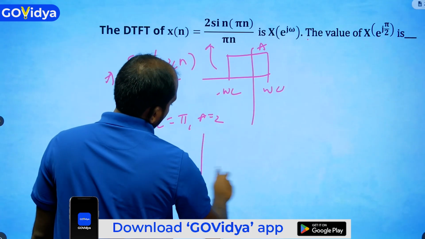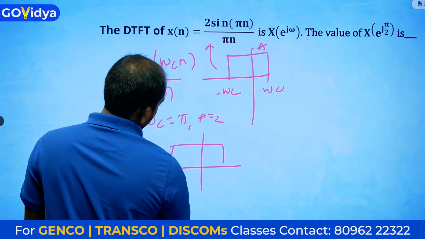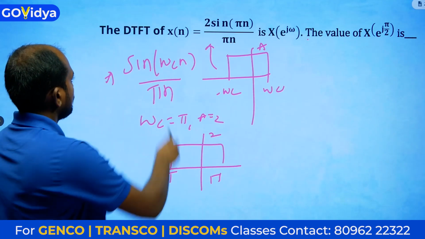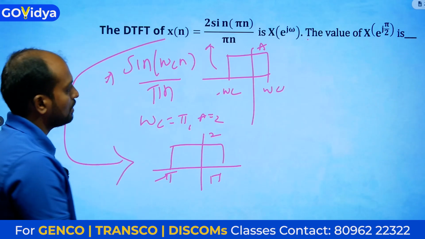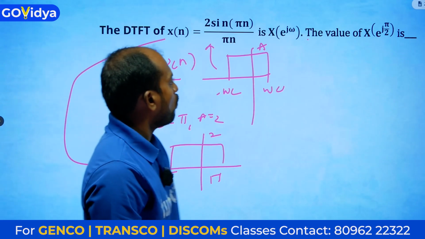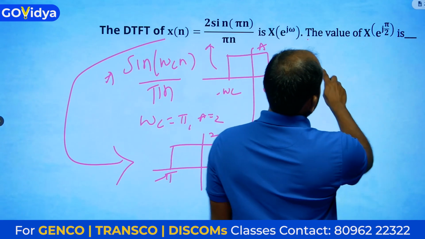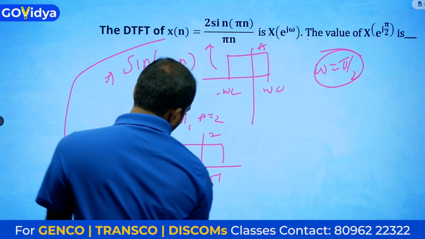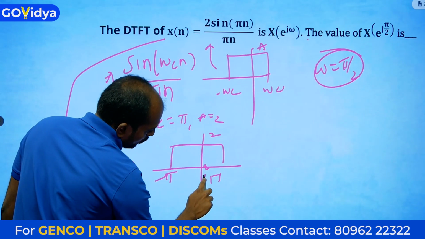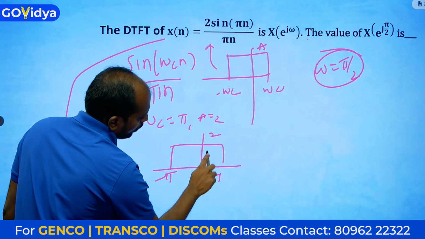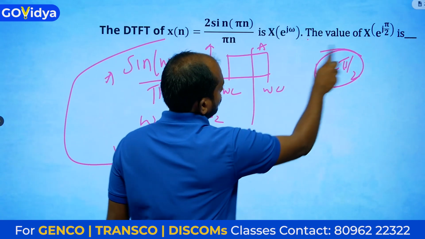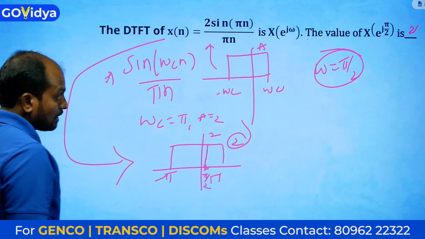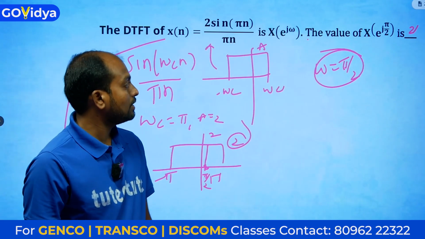Just draw that. Minus pi to plus pi with the amplitude of 2 for this transform. He is asking at omega equal to pi by 2. If you place omega equal to pi by 2, what is the amplitude there? It's 2. Answer is 2. Just a simple question. This type of question was asked in one of the GATE exams.